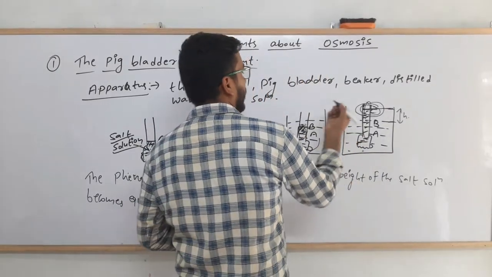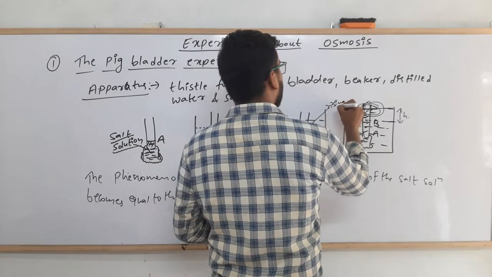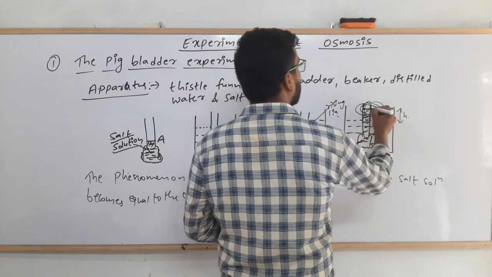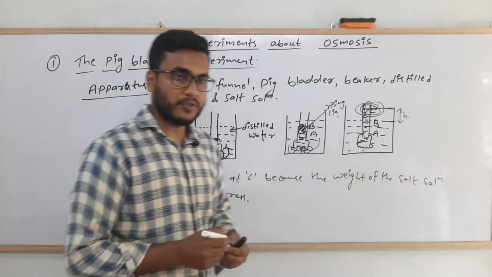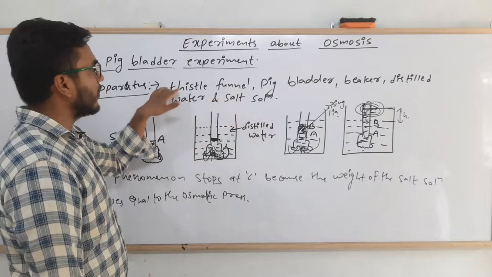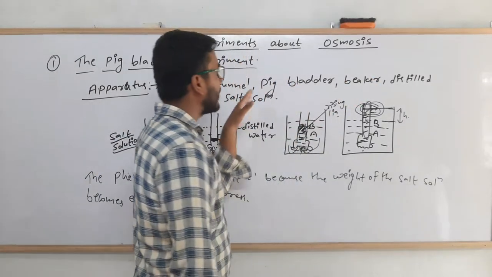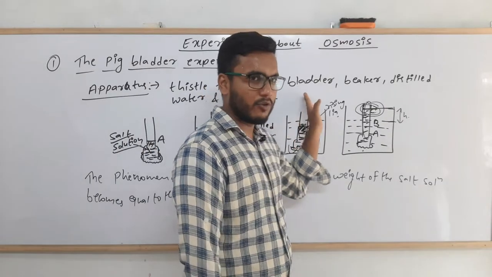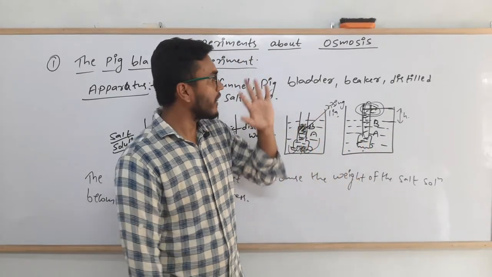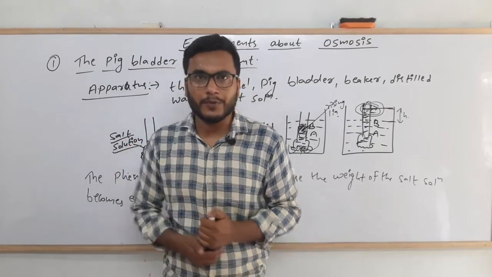Now this is the rising liquid. We can see there is this rising liquid, and here the rising liquid actually stops. So this is the pig bladder experiment. We can get everything, thistle funnel, beaker, distilled water, salt solution in the lab, but we have to buy this pig bladder from somewhere to show this experiment. You can also use parchment paper or cellulose in order to prove this osmosis phenomenon.